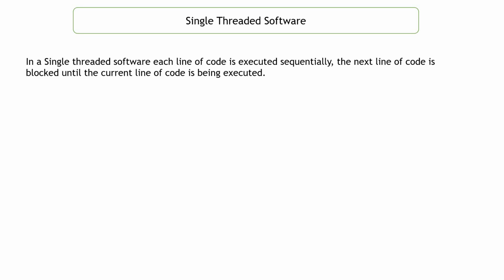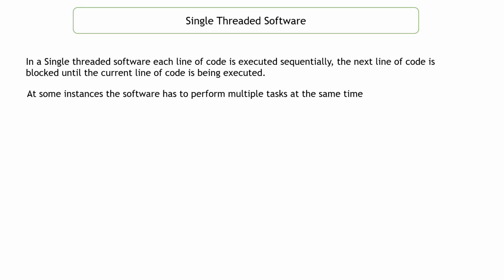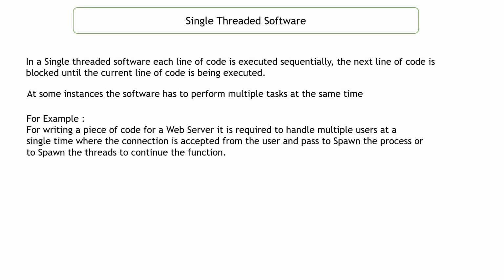In single-threaded software, each line of code is executed sequentially. The next line of code is blocked until the current line of code has been executed. At some instances, the software has to perform multiple tasks at the same time. For example, writing a piece of code for a web server.